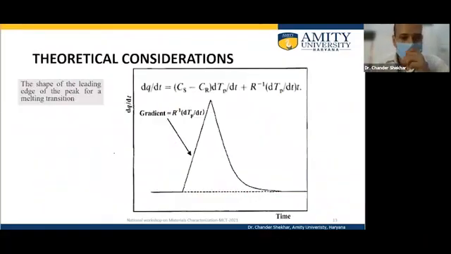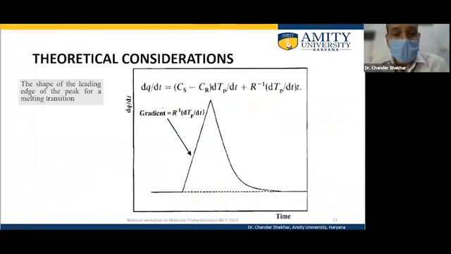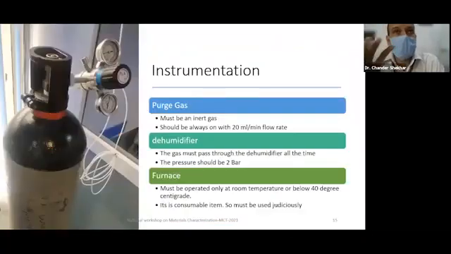Initially in equilibrium, nothing is happening, but during a transformation such as melting, sublimation or vaporization, there is an endothermic or exothermic peak, and the initial gradient of this slope can be calculated using the equation that is given here. So this is about the basics of the DSC. Now we'll go to the instrumentation.